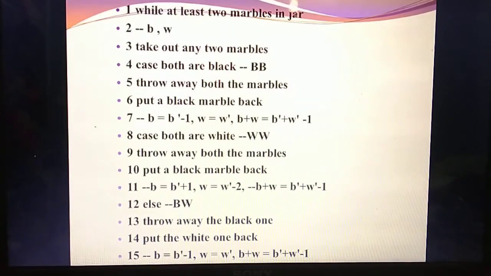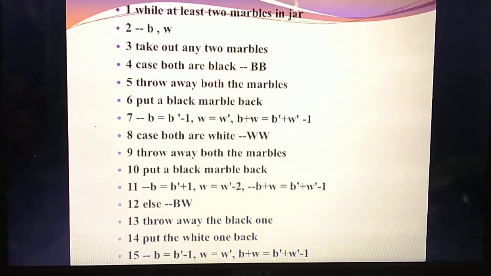Understand? Listen. You are taking one from black and one from white. So what's the condition? The black one you are throwing outside. One you have taken from black, so B dash minus 1. Once you have taken, but what's the condition? You need to throw the black one outside. Next, you need to put the white one back.